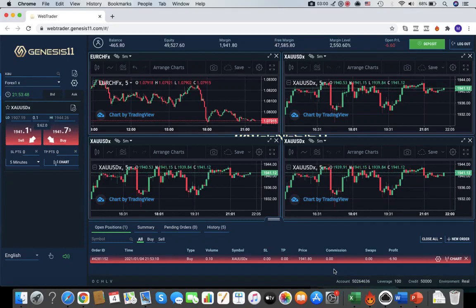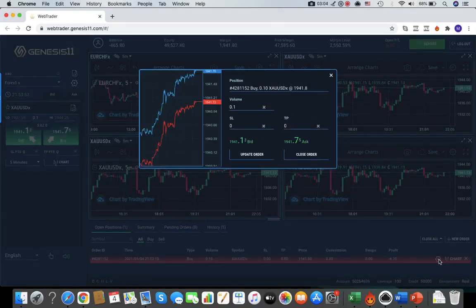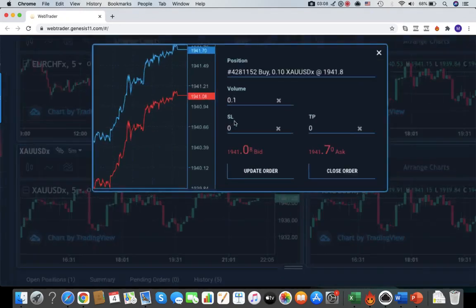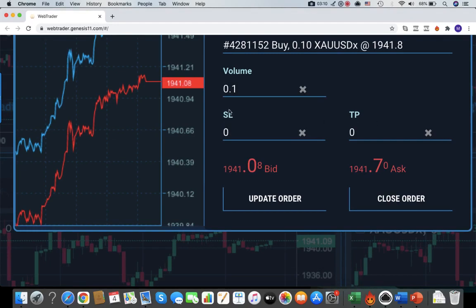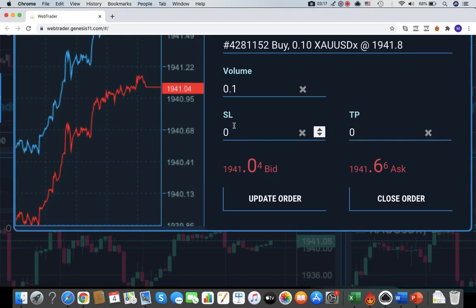So all you got to do in order to do that is click on the right side of the red line, and again a window opens, and below that it says here SL and TP. SL stands for stop loss. This is very, very important because what it does, it stops your loss if the trade goes against you.